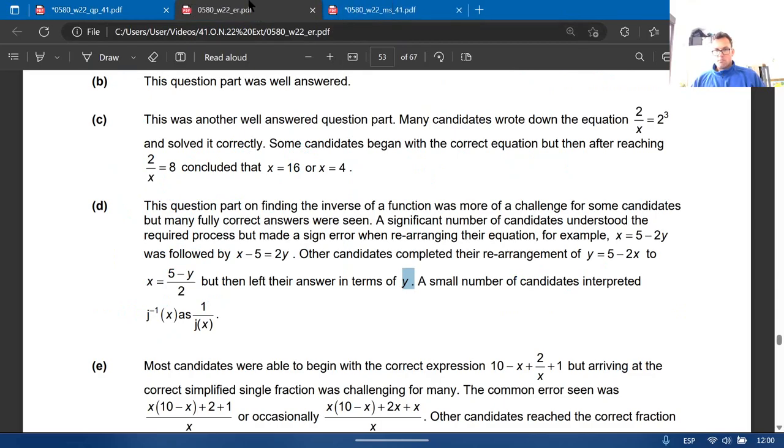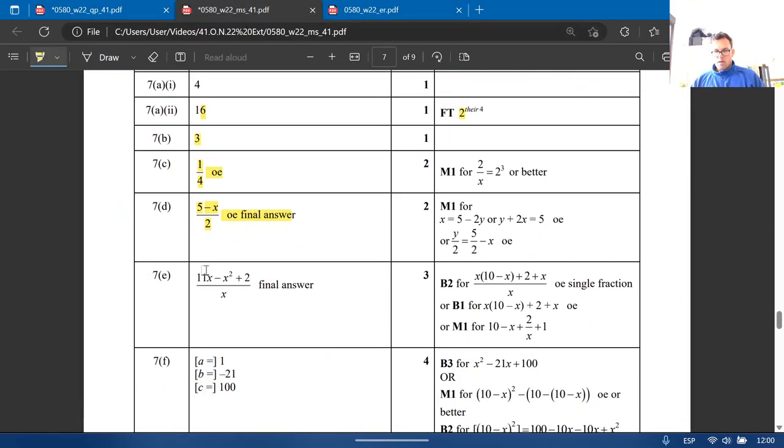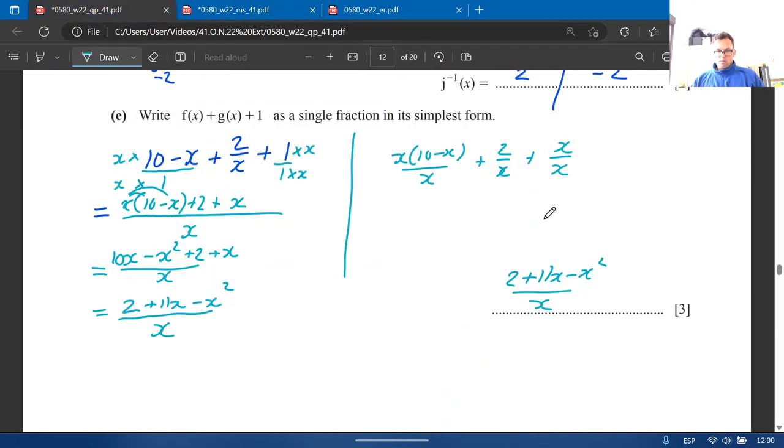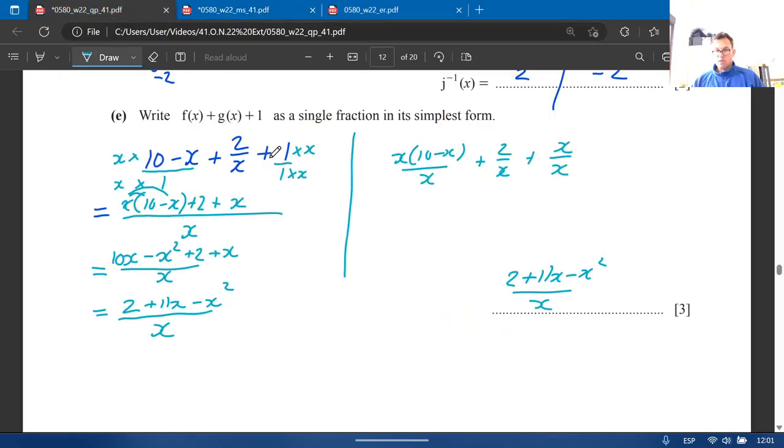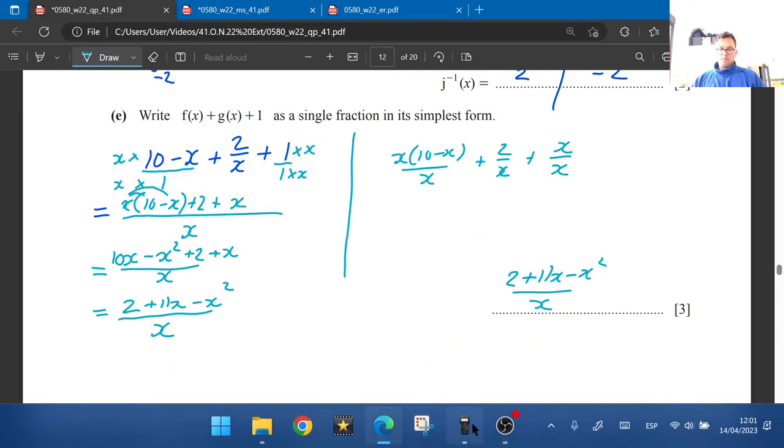Let's have a look. 11x minus x squared plus 2. I've got 11 in front of the x. I've got a negative x squared. And I've got a plus 2. And that means I've got full marks. Okay, 2 marks for that first step if you got it like mine. And then for the top part, 1 mark for just writing down the functions next to each other, like I did in the first step. And you've done it, well done.